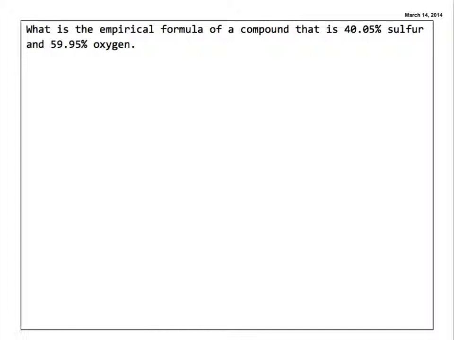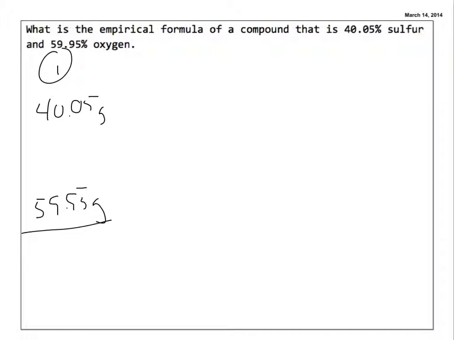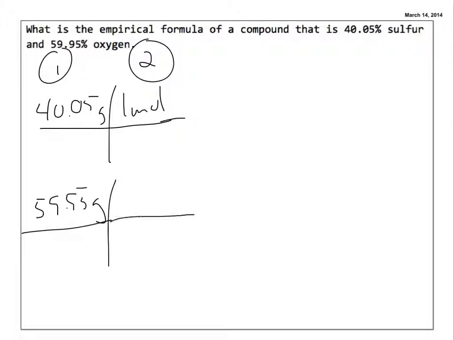This is one we did in class, but just to walk through it again as an example, the first step is to take all of the percentages and make them into grams. So we're going to say 40.05 grams of sulfur and 59.95 grams of oxygen. And then step 2 is to convert to moles, and we do that by doing 1 mole over the mass of each element. So for the first one, sulfur has a mass of 32 grams, and oxygen has a mass of 16 grams.